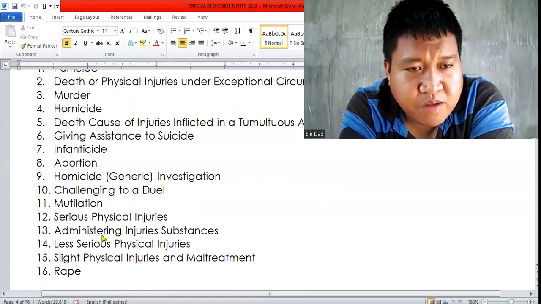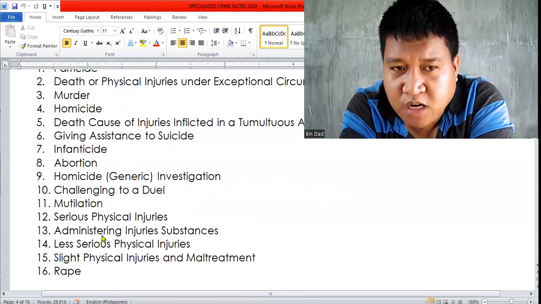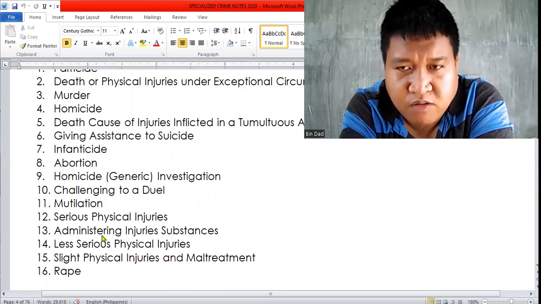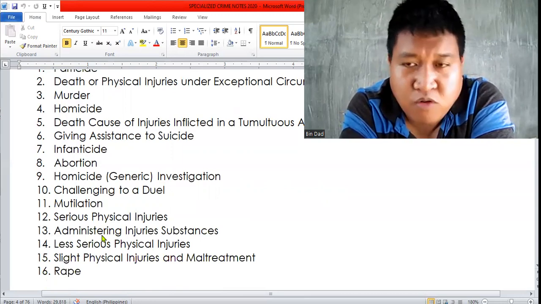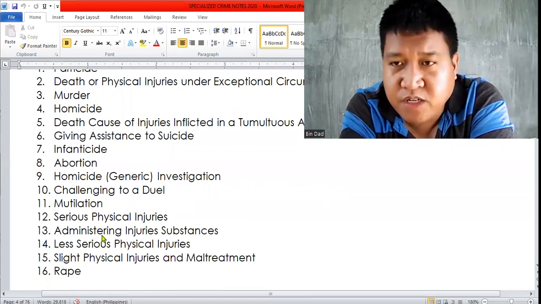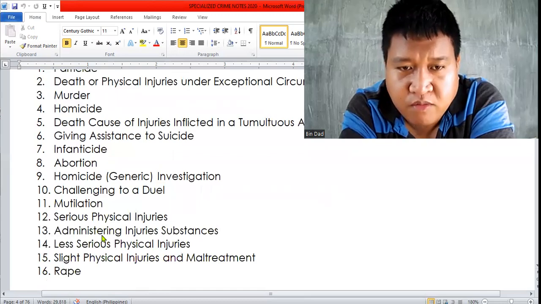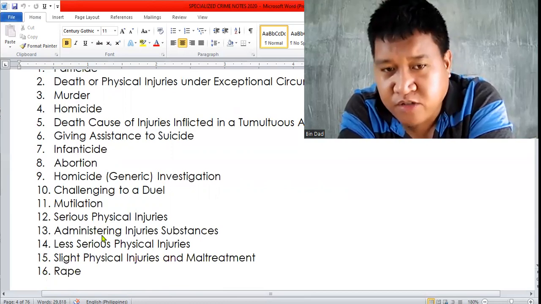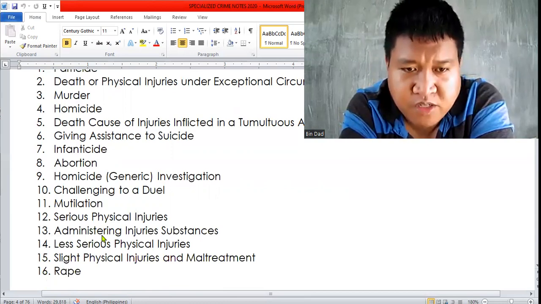Then, or pinutol mo ang kamay, yeah. Commonly also organs or sexual organs, no? Common yan sa mga nagsiselos na babae, may nangyayari na yan. Then also serious physical injuries, there is no killing involved in here. Serious, meron ding less serious, yeah. Meron ding slight. Serious physical, slight physical injuries.